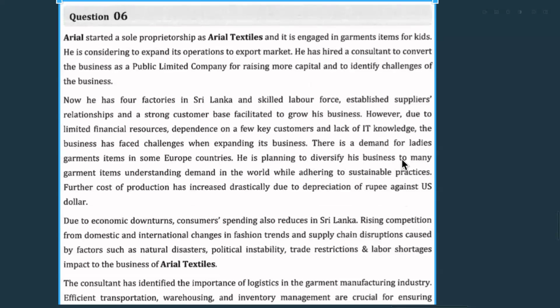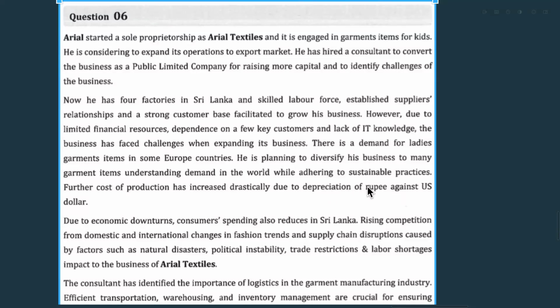He is planning to diversify his businesses to many garment items, understanding the demand in the world while adhering to sustainable practices. So he is now only doing the garment items for the kids. Now he knows there is a demand for ladies' garments in the European countries. So he is planning to diversify his business not only for kids but also for other people's garment items, right? Further, the cost of production has increased drastically due to depreciation of the rupee, right?